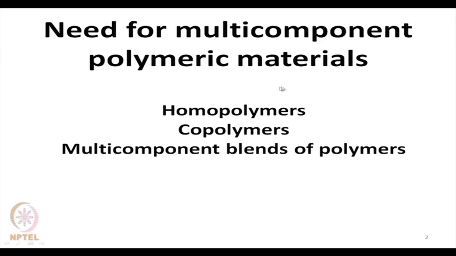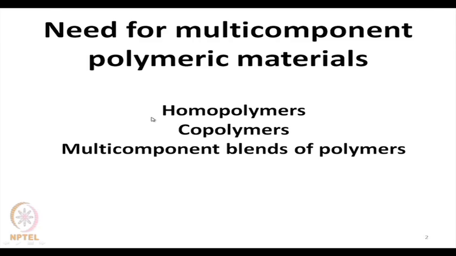To explicitly explain, we know about the homopolymers, we know about the copolymers. The difference between homopolymers and copolymers lies in the fact that homopolymers are made from a single monomer. That means, the monomeric unit repeats along the entire backbone of the polymer chain and we get a polymer.